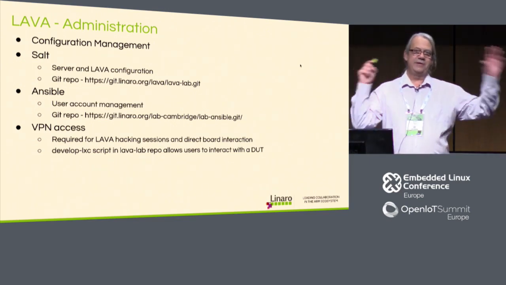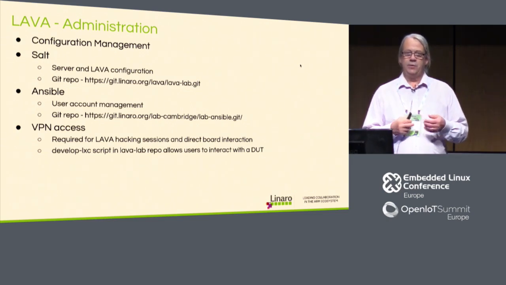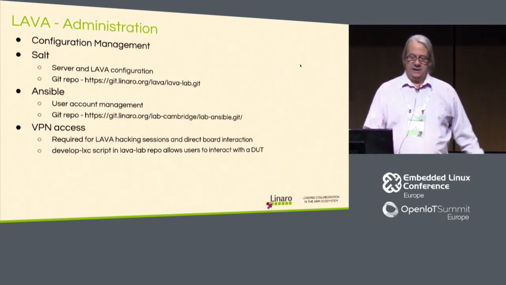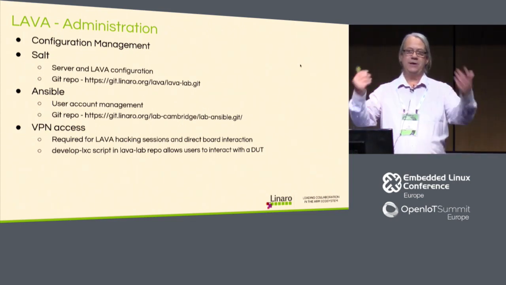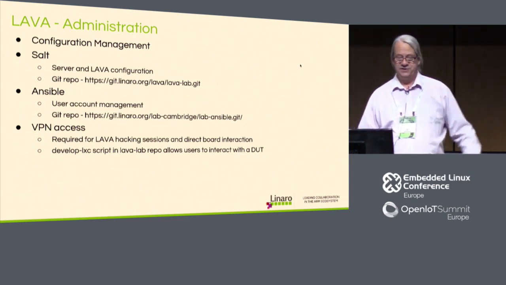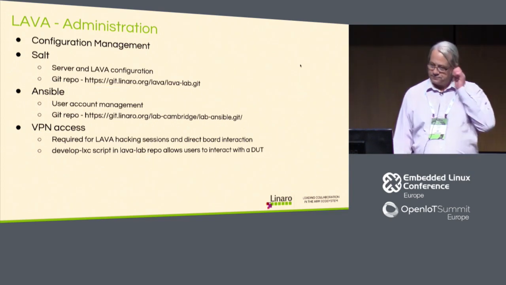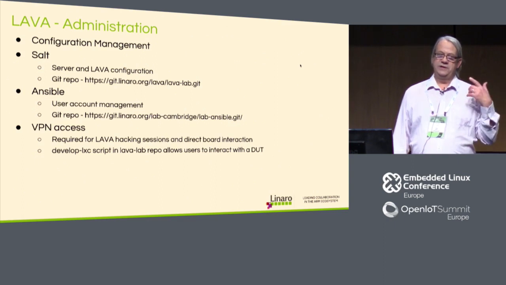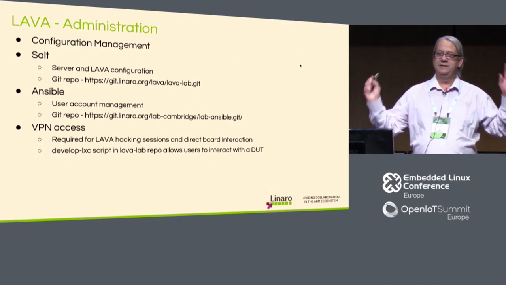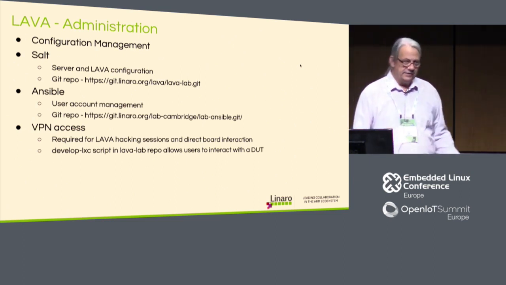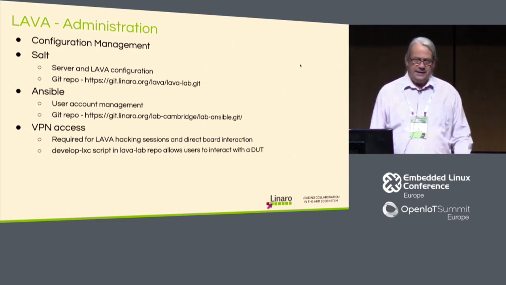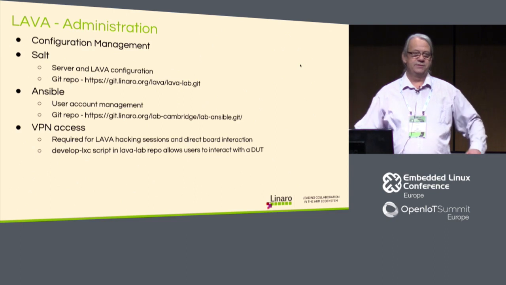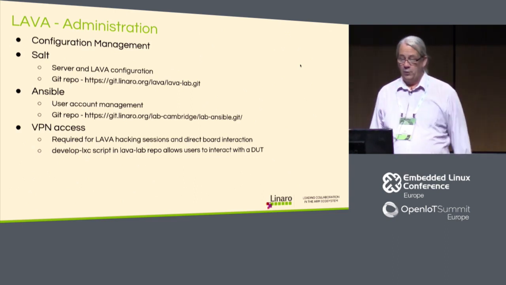And you have to manage the configuration of all this, because all those tools I was talking about, the SNMP PDU control, the USB hub control, all of that stuff, you have to get that onto each of the dispatchers so that it's available for LAVA to use. So all of that server and LAVA configuration we hold in a Salt repo. I don't know if everybody is aware of Salt, but it's a very good configuration management tool. Basically, you have one central repository, and then you salt the changes across all the different dispatchers from the one master server.